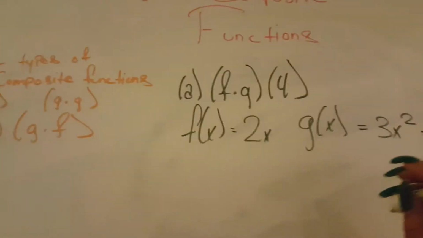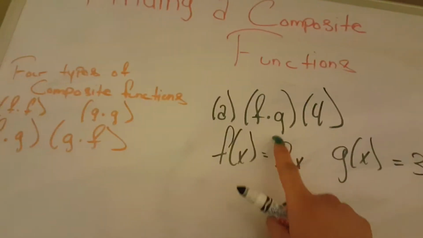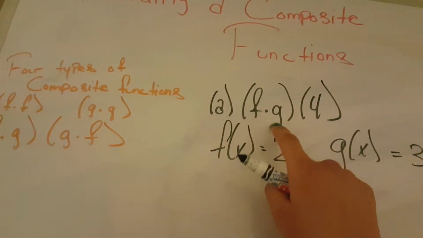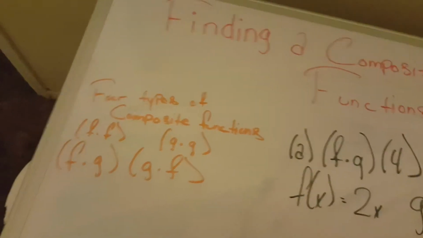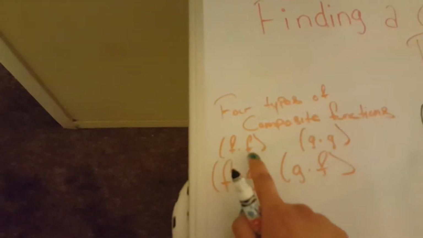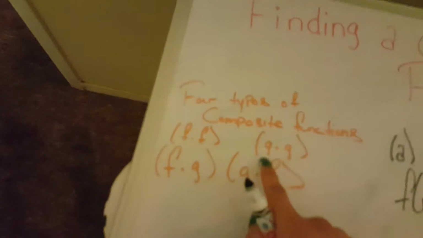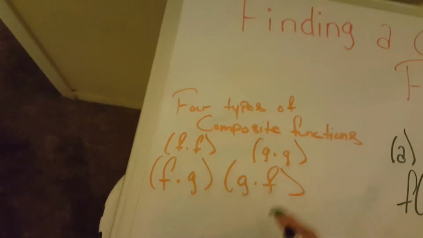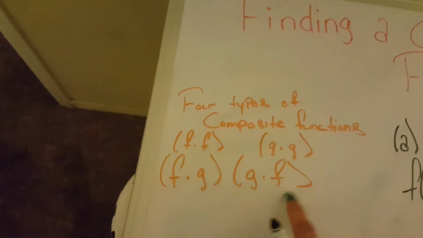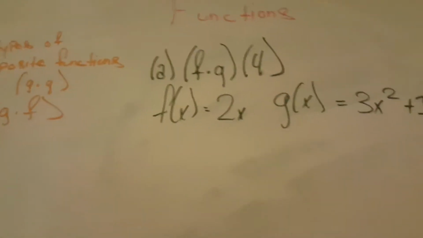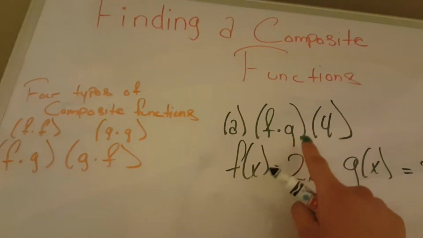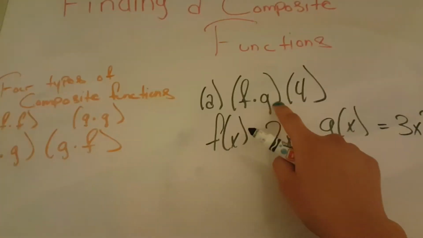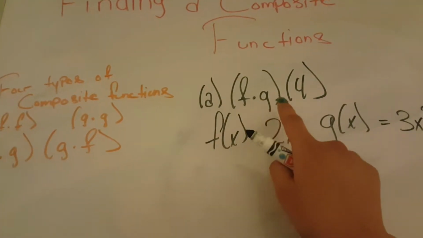Now, for the second step, you need to look at the second variable. Always, if you have f of g, start with g. If you have f of f, start with f. If you have g of g, start with g. G of f, start with f. You get the pattern. You always start with the second variable. So because g is the second variable in f of g, you're going to start with g.